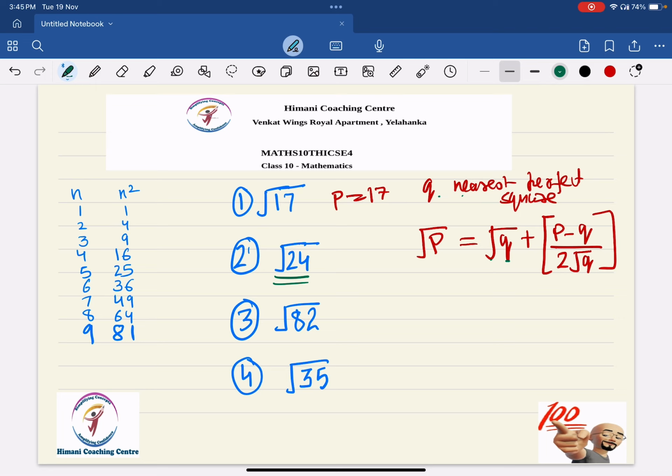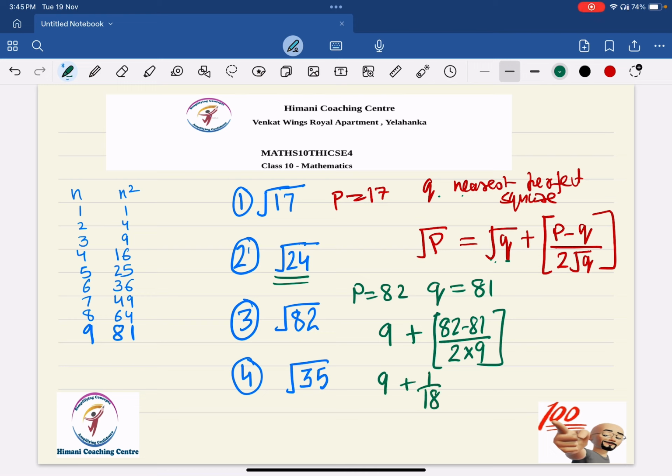So let us look at root of 82. So by now, I hope you have understood P is going to be 82. Q, the nearest number, actually is 81. So if I have to find root of 82, root of 81 happens to be 9, plus P minus Q, which is 82 minus 81, over 2 times 9. Okay. So you will get 9 plus 1 by 18.